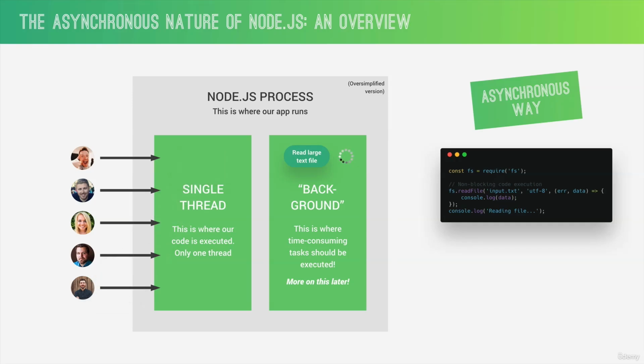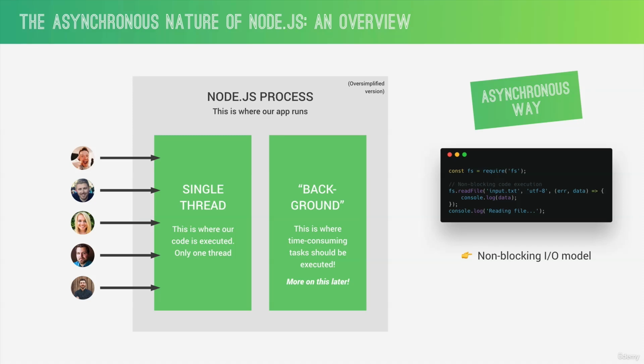Now, once the data is read, our callback function will of course get called to be executed in the main single thread in order to process the read data. And that's it. That's an overview of how Node.js handles asynchronous behavior in order to implement the non-blocking I/O model that we talked about in the intro lecture.